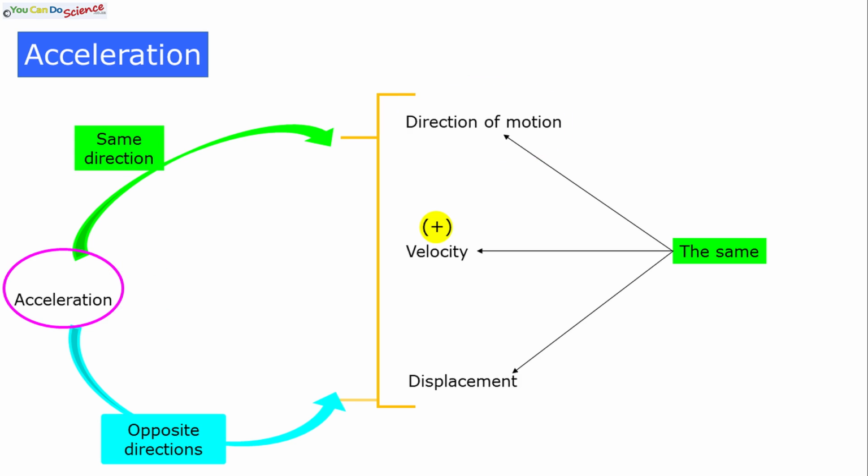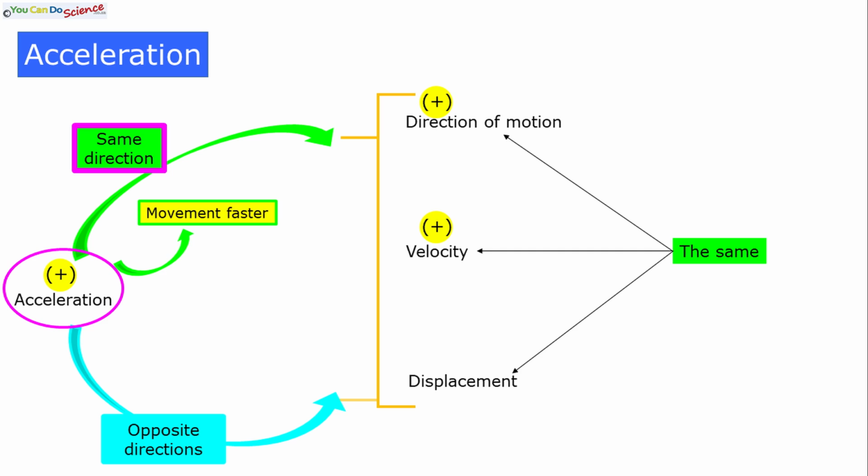So, if the velocity is positive, the direction of motion is positive. If the acceleration is also in a positive direction, they are in the same direction, and the movement will become faster in the positive direction. Or, if the velocity is negative and the acceleration is also negative, the movement will also become faster, but now in the negative direction.